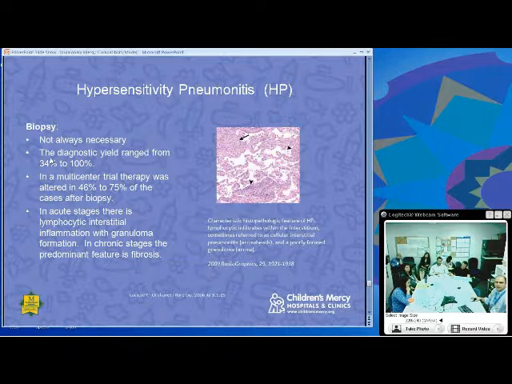But in some cases it's necessary, especially if you need to rule out other diseases. Like for example, the girl that presented with the obstructive pattern, you need to rule out other type of airway problems. And for example, in a multi-center trial, they found that really biopsy just altered the diagnosis in about 50% of the cases. So in the acute stages, it is mainly lymphocytic inflammation, and in the more chronic it is mainly fibrosis, and then you have your decreased ratio.